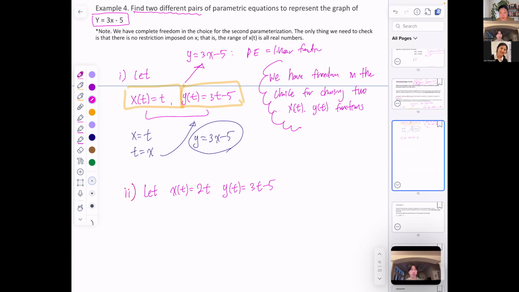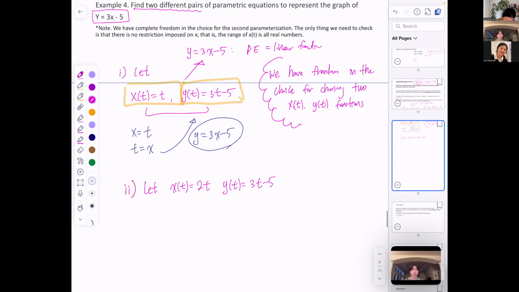3t minus 5. How about that? I don't know. Let's try. We could try this. So let's do it. X equal to 2t. Am I right? And then now you're going to solve for t, x over 2. Plugging in here, y, get rid of just t. Y equal to 3 times x over 2 minus 5. Y equal to, am I correct?